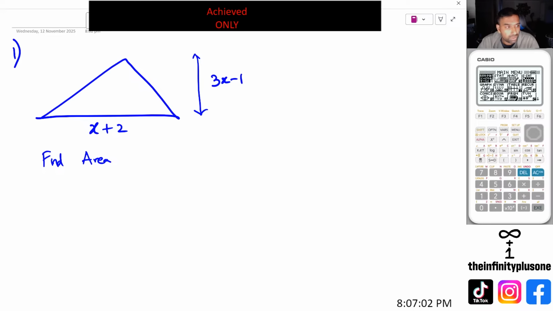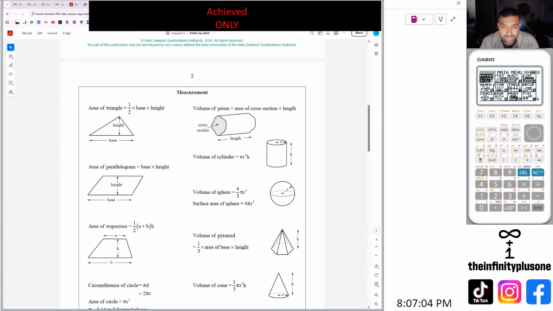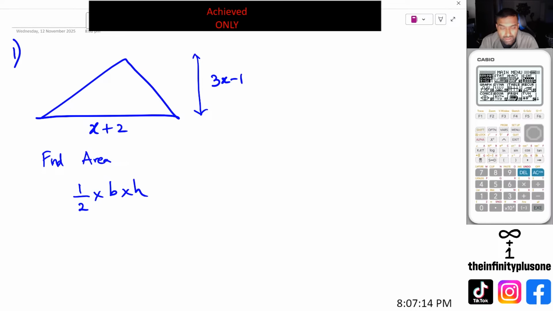So all you're really doing is going back and looking at your formula for the area of a triangle. That's half times base times height. Once you get that, you just replace the x plus 2 as the base, and the height is 3x minus 1. So this is a straightforward achieved question.